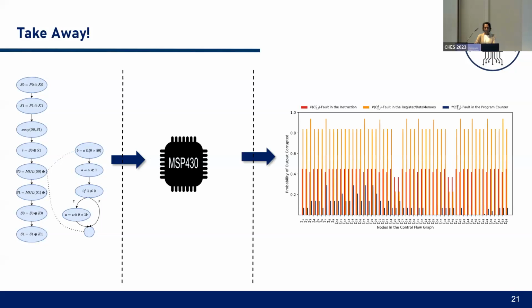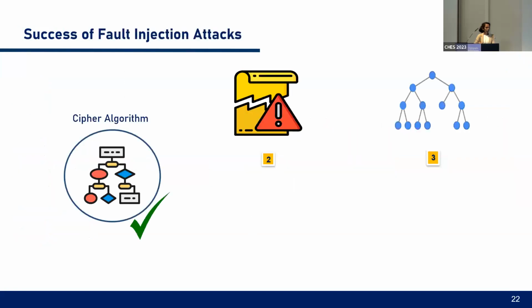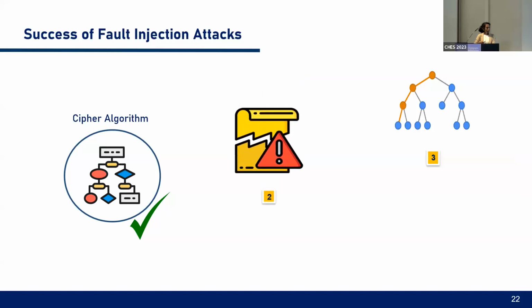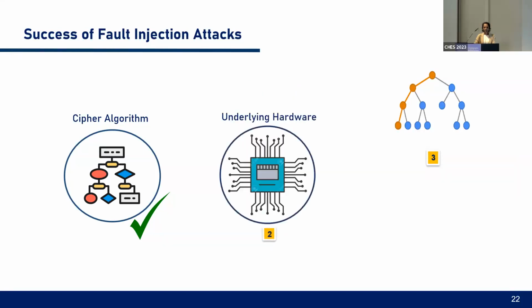So we consider an underlying architecture, and this graph shows the toy cipher that I have mentioned. The bar shows that faults injected in instructions are more vulnerable, with a probability of 0.5, but faults injected in data have a high success probability because it does not have invalid instructions. So we use this probability in our next phase, fault propagating to the output.